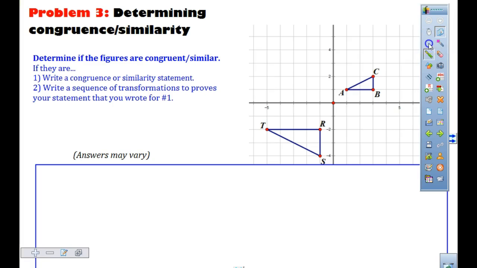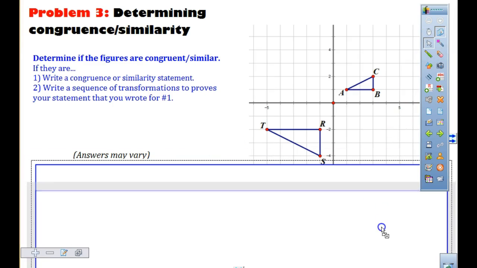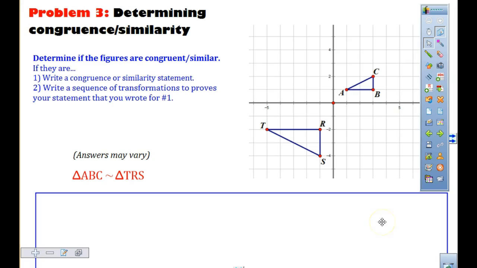As we look at this next one, we already said they look similar. I'm going to start with the small one, ABC to TRS. And again, you have to have this statement down first. So write this statement, and now.